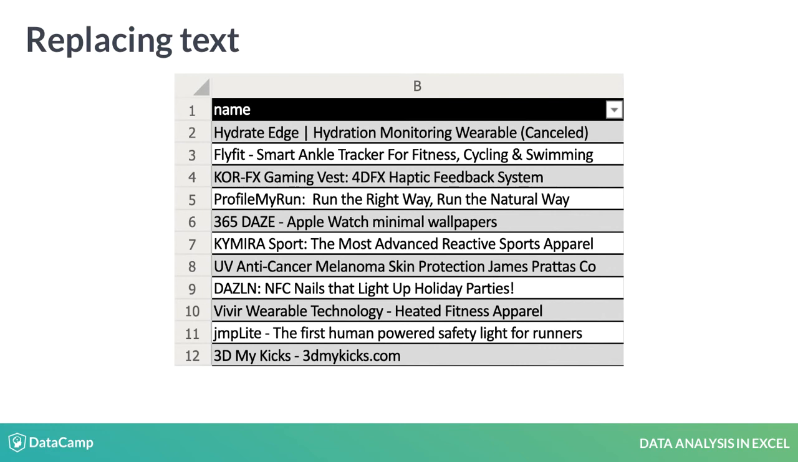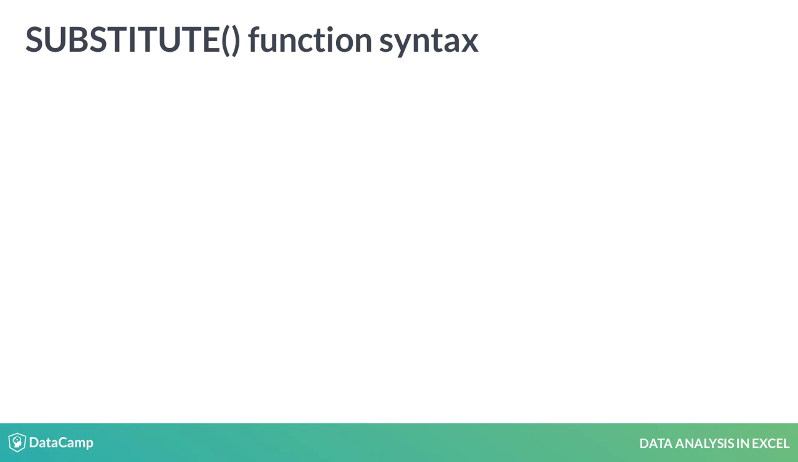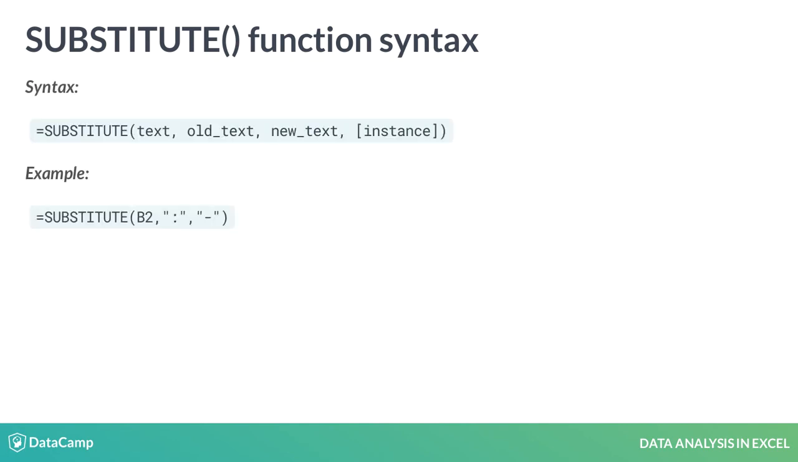As you prepare data for analysis, it's vital to make sure formatting is consistent. For example, as we look through the project names, notice how some use a dash and others use a colon to separate title and subtitle. The syntax for SUBSTITUTE starts with the cell reference, the old text you look for wrapped in double quotes, then the new text you also want wrapped in double quotes, and finally you can specify how many times in a cell you want to modify the old text.